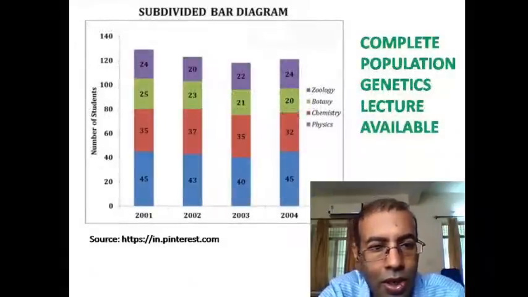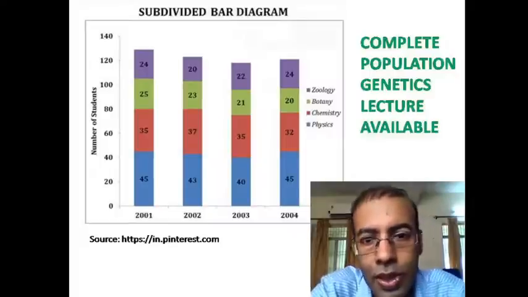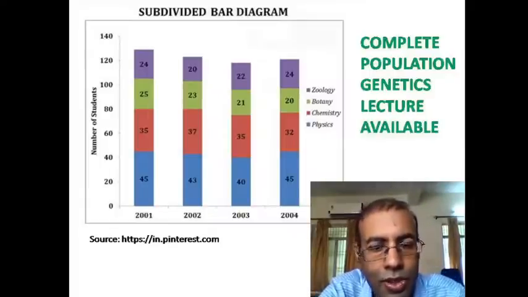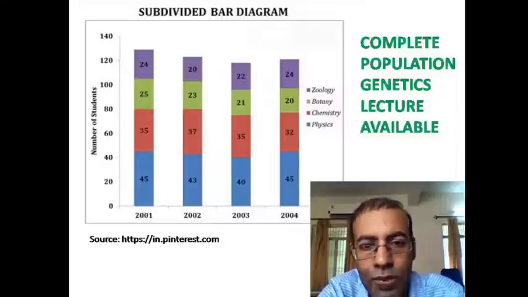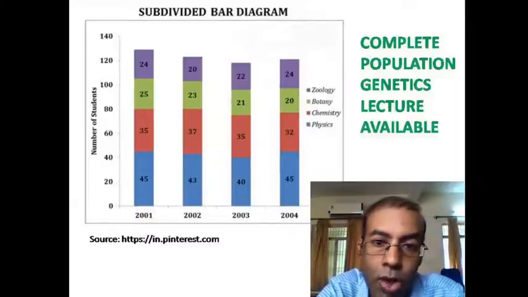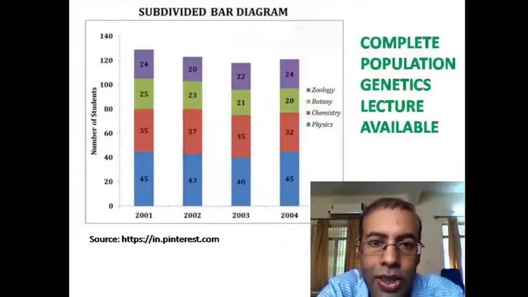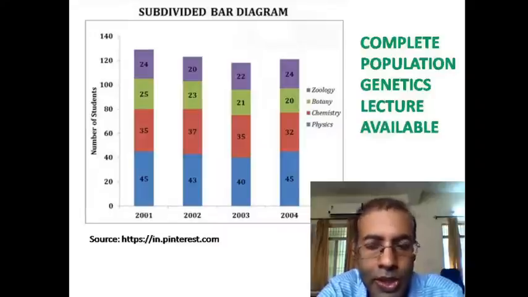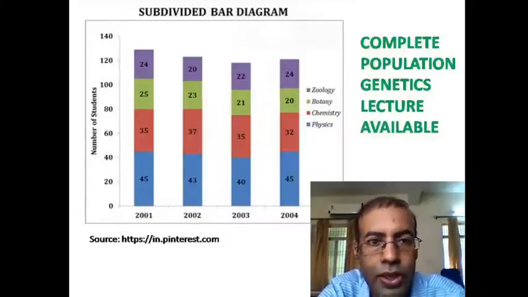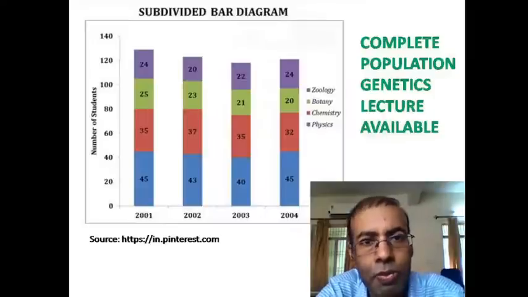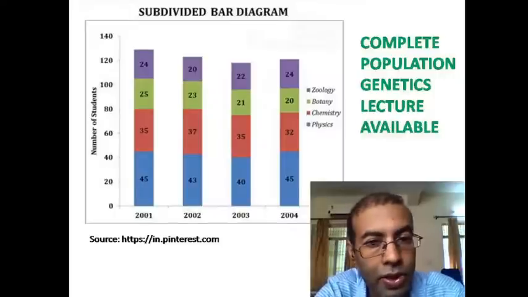Looking at this slide, we can say that physics is on the bottom, and in each year physics is on the bottom, chemistry is second, botany is third, and geology is fourth. So this order should be the same in each year in the subdivided bar diagram. Otherwise it will be very difficult to interpret the pattern.